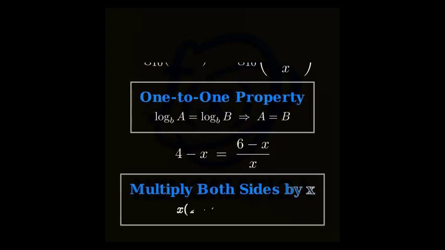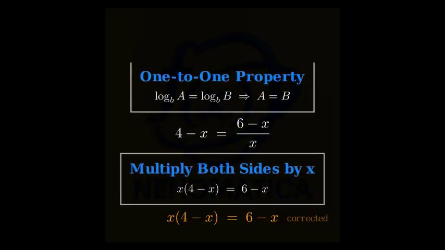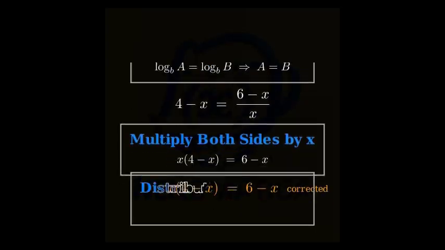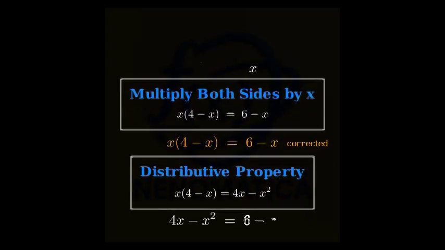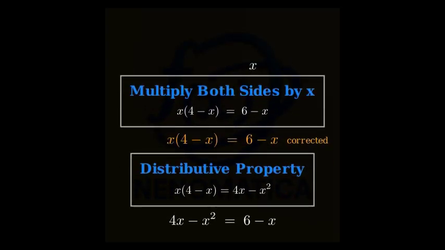Step 3. Clear the denominator by multiplying both sides by x. The right side becomes 6 minus x. In the source text, this line was briefly written as 6x, but the correct step is 6 minus x. We proceed with the corrected equality. Step 4. Distribute x on the left and keep the right side as 6 minus x.